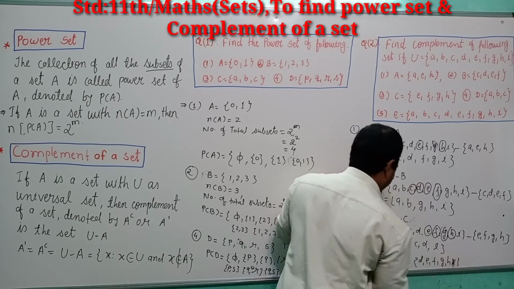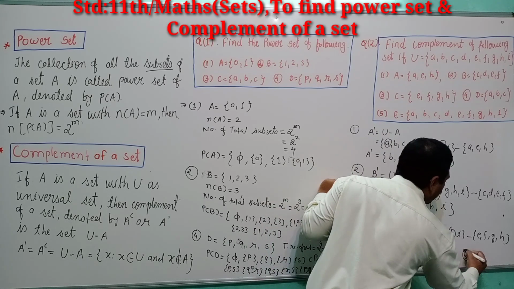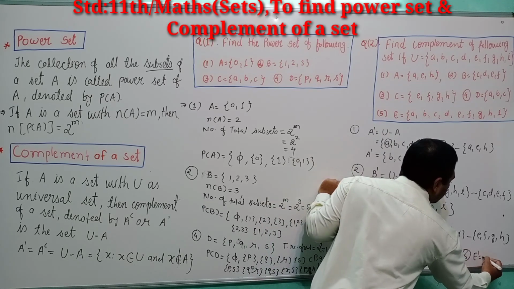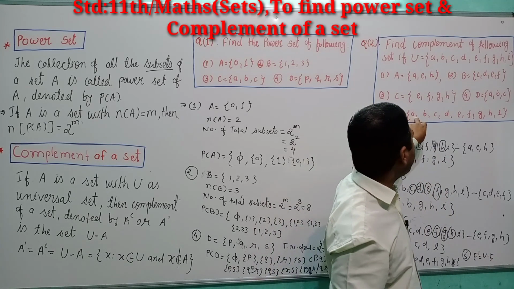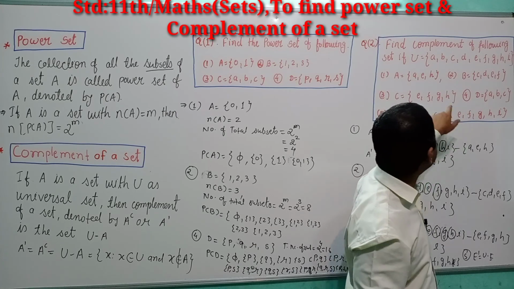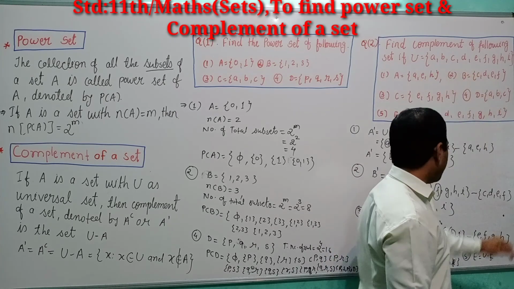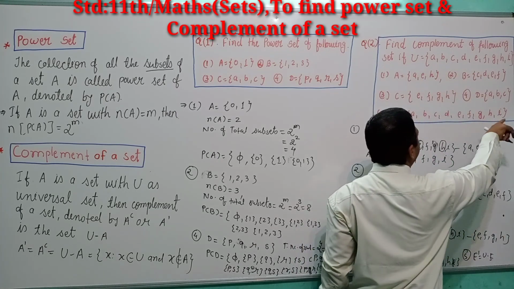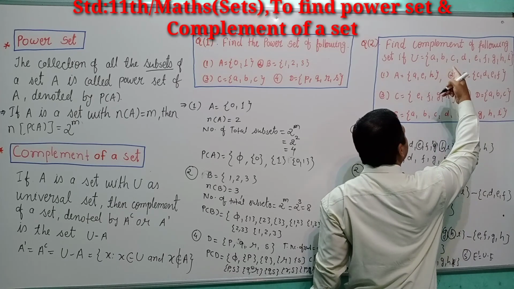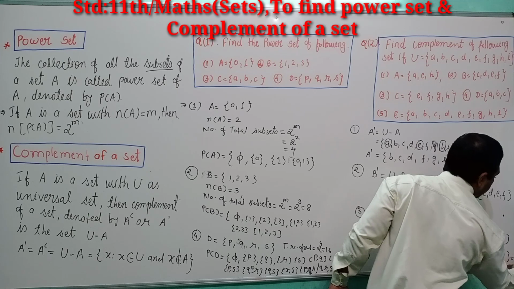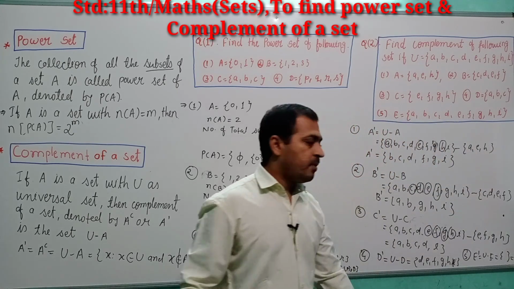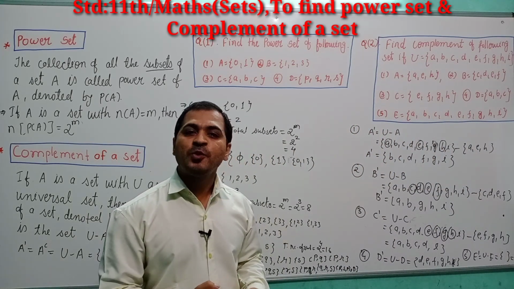Right? And in question number 5, you want to find E dash. So U minus E. Now students, you can see that the elements of set E are equal to the elements of set U. So finally you are removing all the elements of E from the elements of U. So you are getting nothing. Nothing means the empty set.